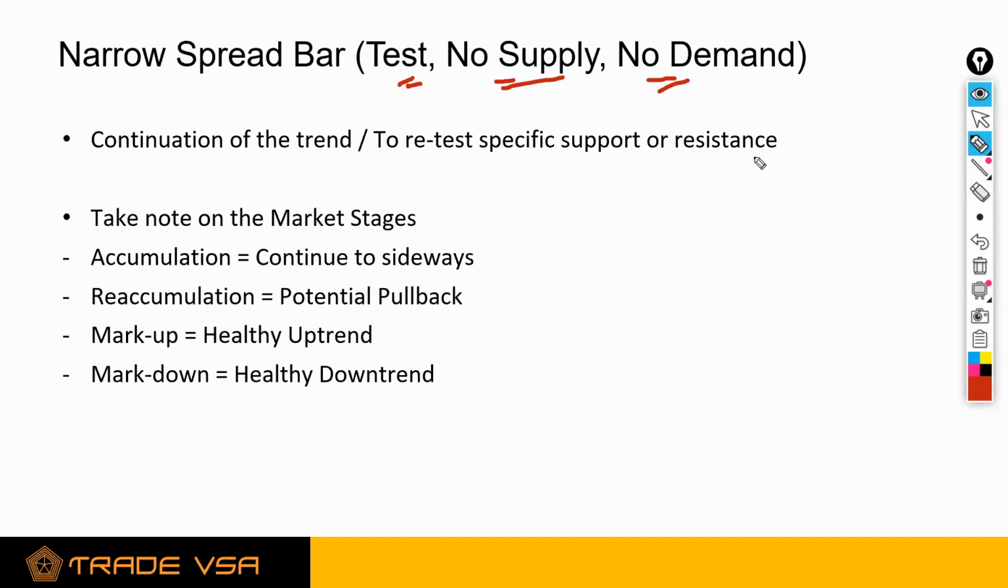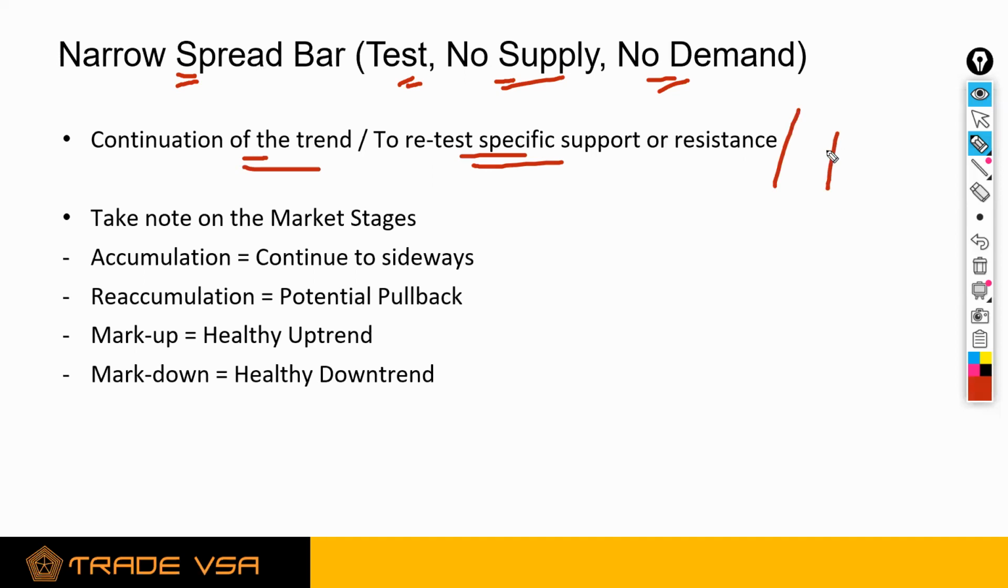Again, for new members, no need to worry, because I think tomorrow we're going to look into that. If your chart has this kind of narrow spread bar, which we will see pretty often, because most of the time I think 60-70% of the stocks are moving sideways, whenever you see this kind of candles or formation in your chart, it means there is a continuation of the trend, or the purpose is to retest a specific support or resistance.